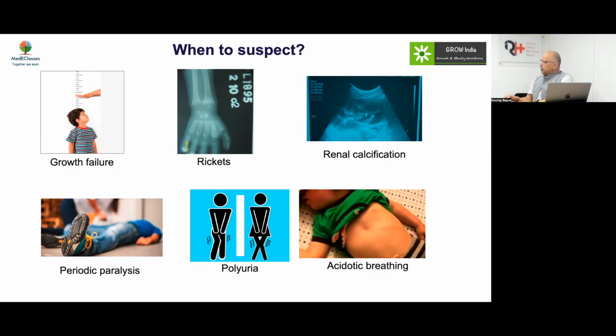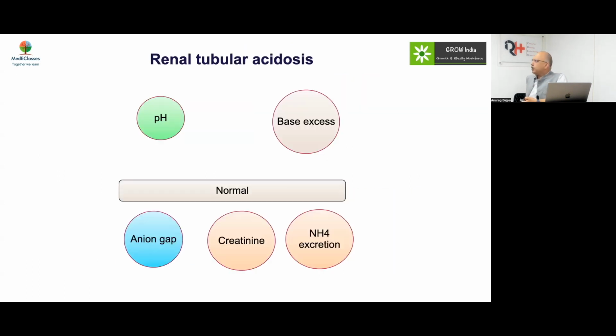Now, of course, growth failure is because of the direct effect of acidosis, as is rickets. The problem of calcification is because of hypercalciuria, specifically in the setting of a distal RTA. Periodic paralysis is more common, Vibha, in which condition? Distal or proximal? Distal RTA, because there the hypokalemia is more severe. And polyuria is largely because of, why do you have? Hypokalemia. Because of hypokalemia, you have nephrogenic DI that causes polyuria, and acidotic breathing as part of the acidosis.